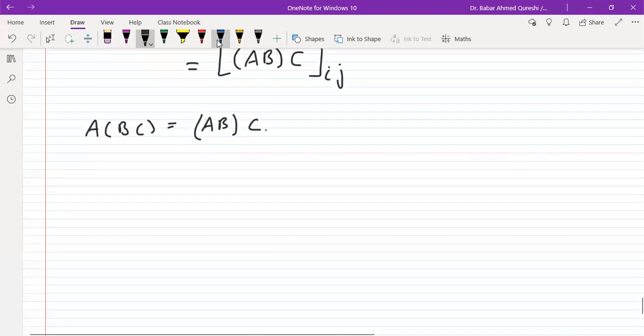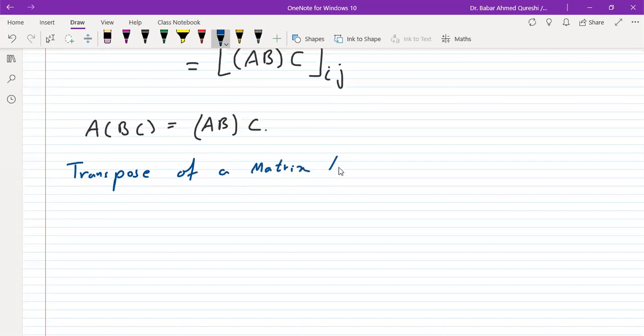Another interesting application of this technique is some properties of the transpose. So what's the transpose of a matrix? You exchange rows with columns. It is a matrix with rows exchanged with columns.